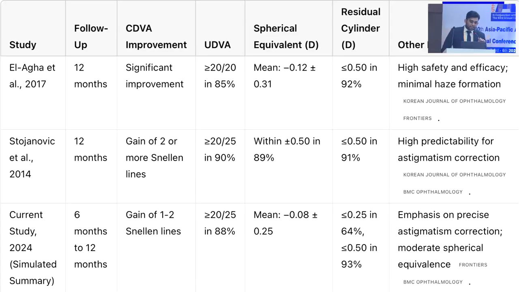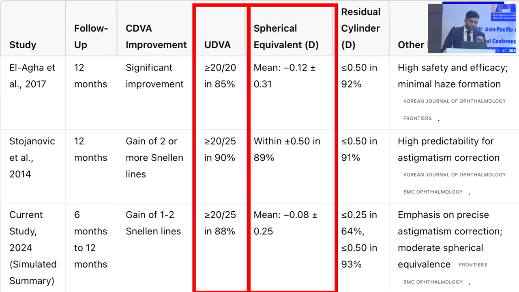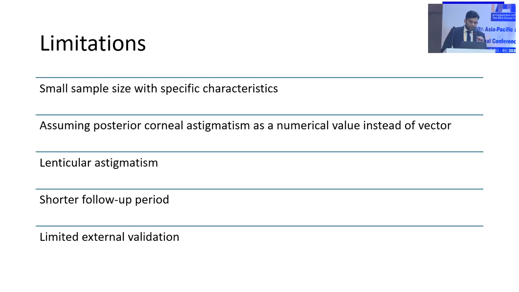We also compared our results to the existing literature, and the uncorrected distance visual acuity of around 20/20 or better was seen in 85% of cases or 90% of cases in most of the studies, and we had it close to 97%. And the spherical equivalent was also more or less similar to the existing literature. Some limitations of our study are a small sample size with very specific characteristics. We assumed that the posterior corneal astigmatism is a numerical value instead of a vector. We did not account for lenticular astigmatism. It is a shorter follow-up period, still 1 year, and it has limited external validation.